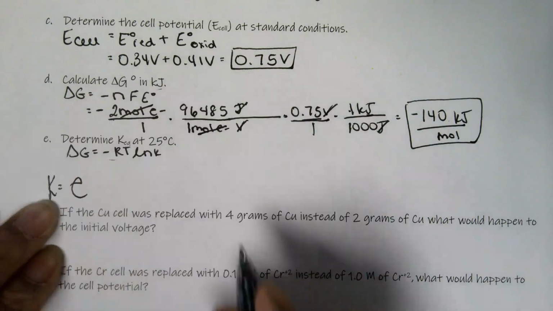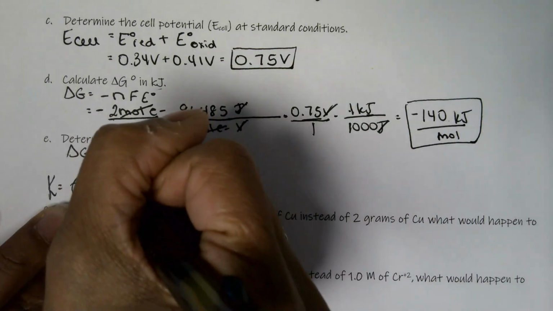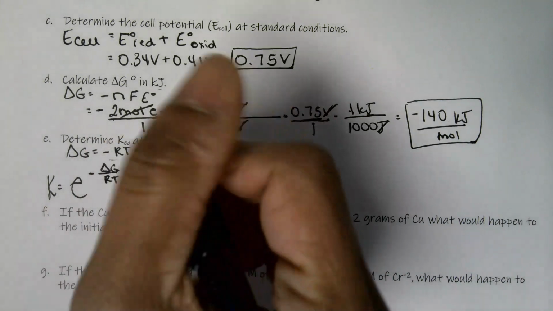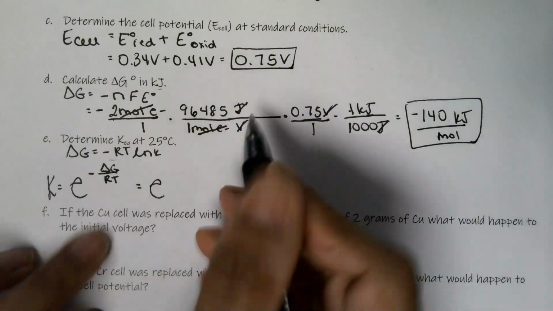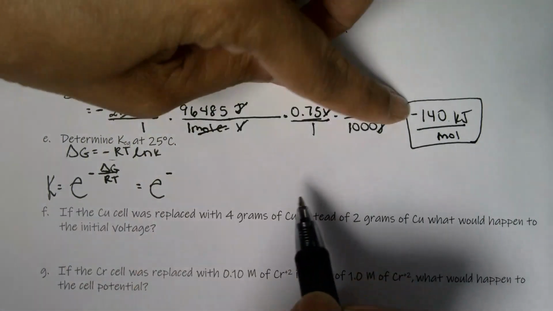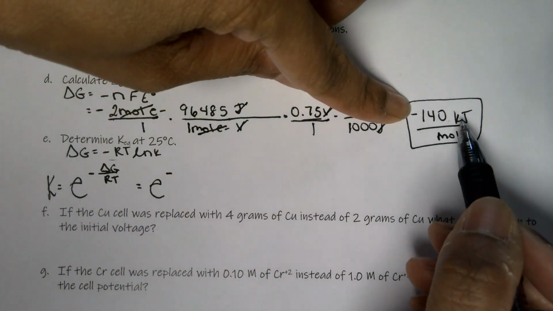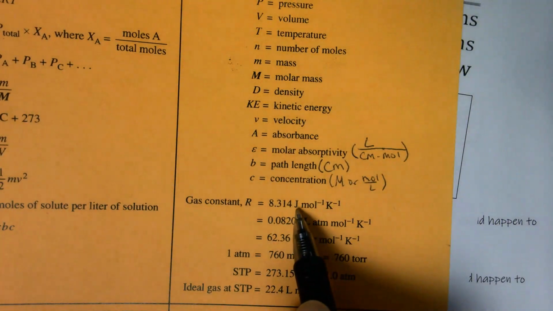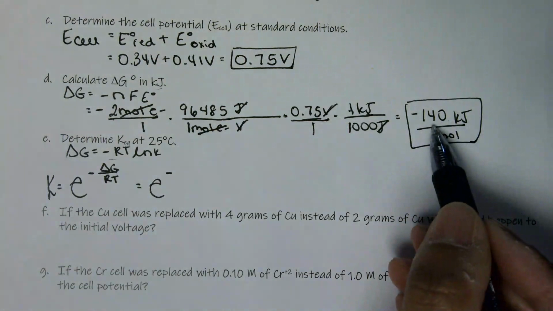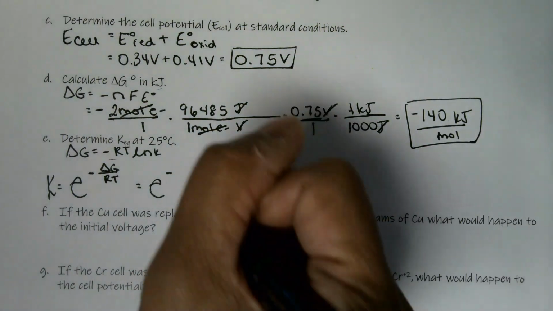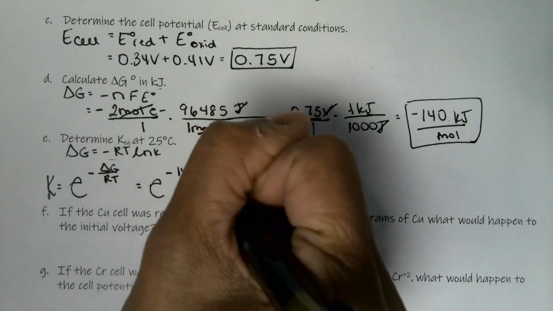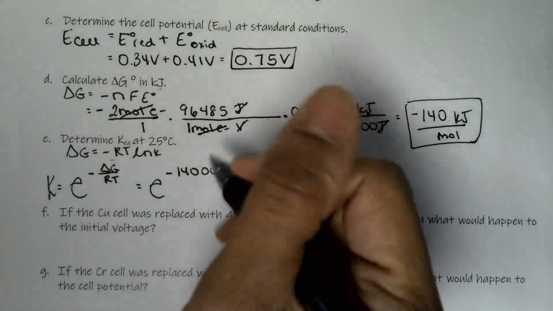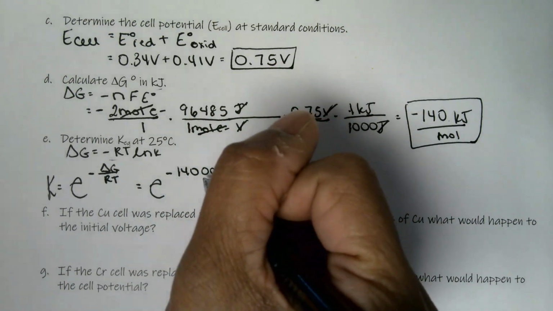So K is equal to e to the negative delta G over RT. So we have e to the negative delta G, which we found right here. That's in kilojoules. This is in joules, so I'm going to put this back into joules as well. So I've got 140 and then 123 joules. That's per mole.